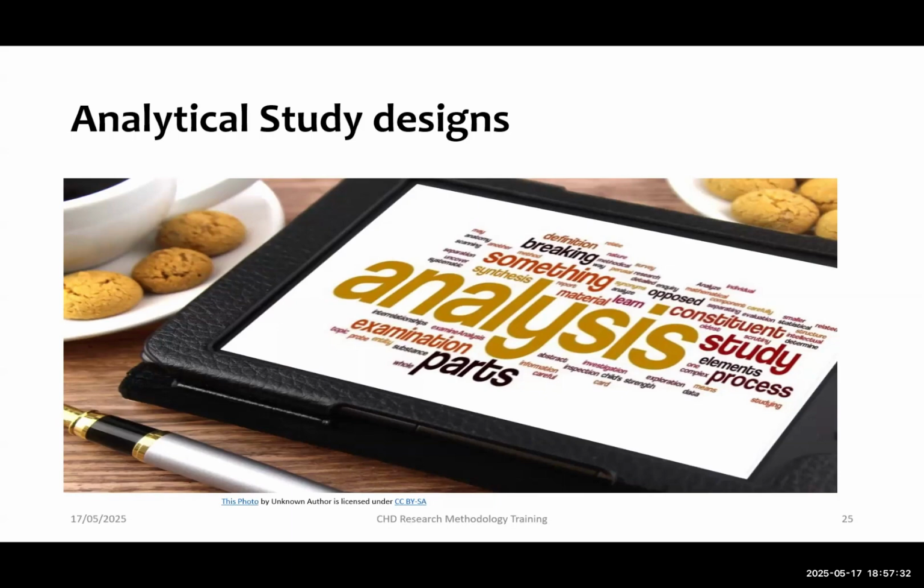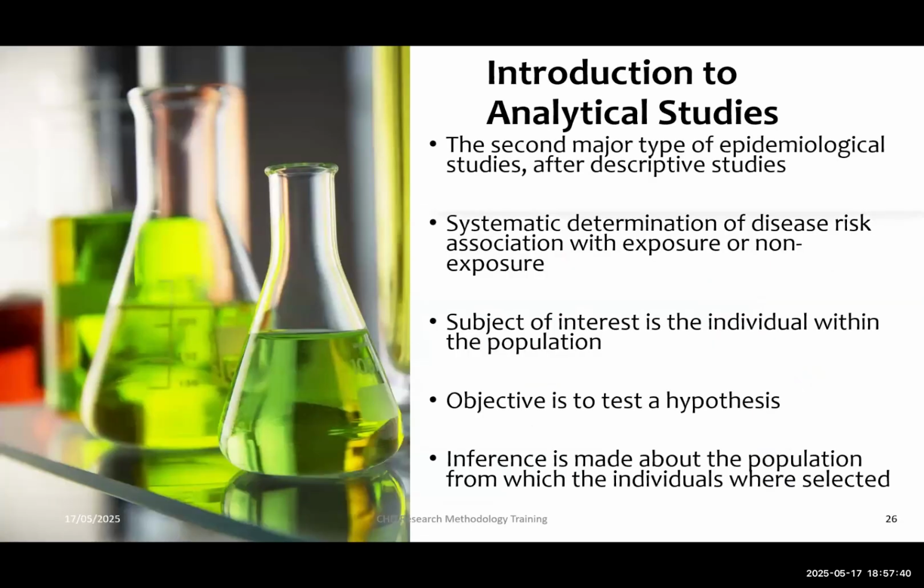So that brings us to analytical studies, the other arm of study designs. Analytical studies are basically the second major type of epidemiological studies after descriptive studies. When you have described something, you generate hypotheses. Then analytical studies take over and test those associations. It's a systematic determination of disease association between exposure and non-exposure.